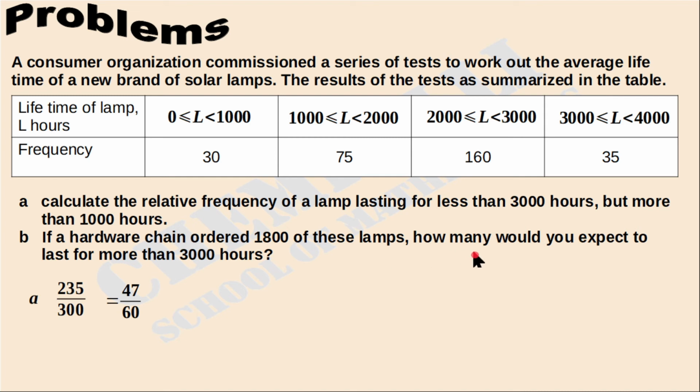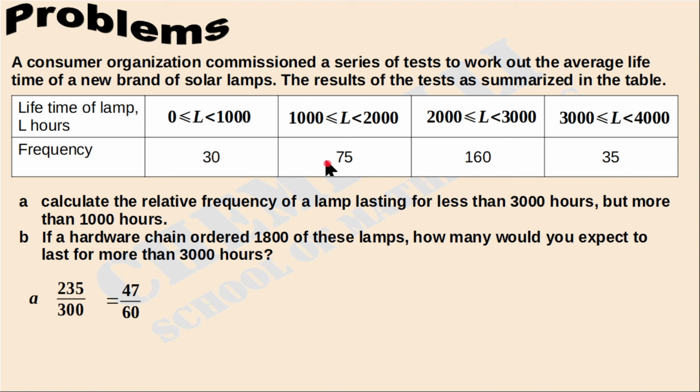Which probability do we have to find? How many would you expect to last more than 3000 hours. That means we have to find the probability of a lamp lasting more than 3000 hours. Which region will it come in? More than 3000 means this region. In this region, how many lamps are there? 35 lamps.